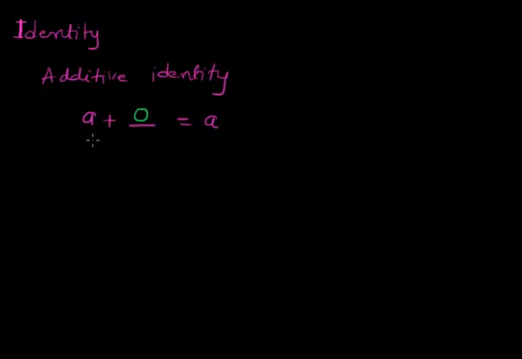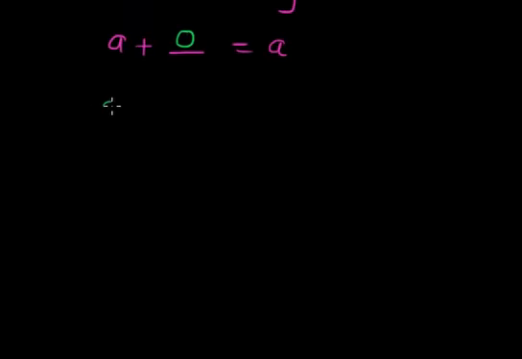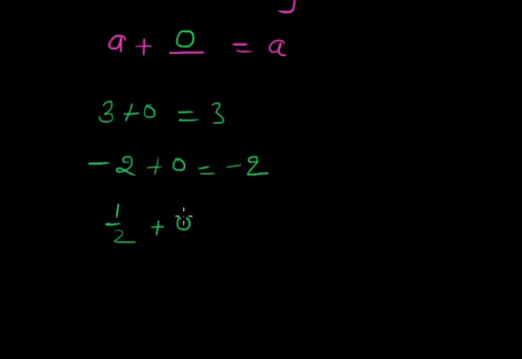0. If I add 0 to any number, it will give you the same number. Like 3 plus 0 is 3, minus 2 plus 0 is minus 2, 1 by 2 plus 0 is 1 by 2, minus 3 by 2 plus 0 is minus 3 by 2, same number. If I add 0 to any number, I get the same number. So 0 is called the additive identity.